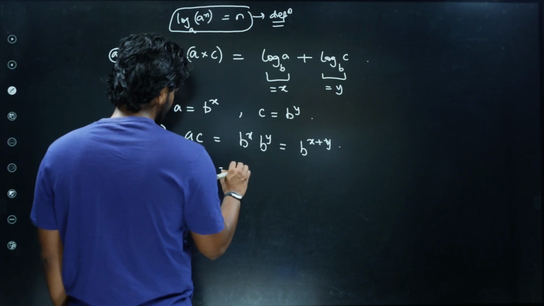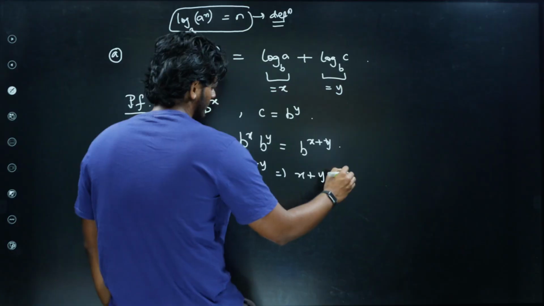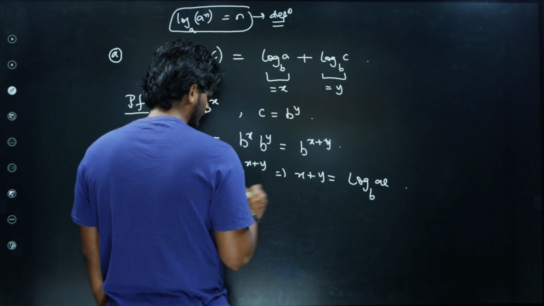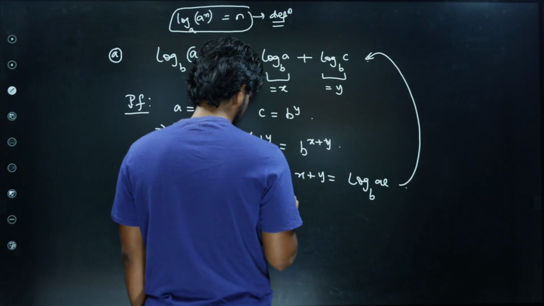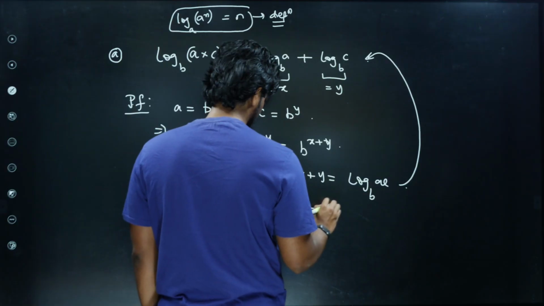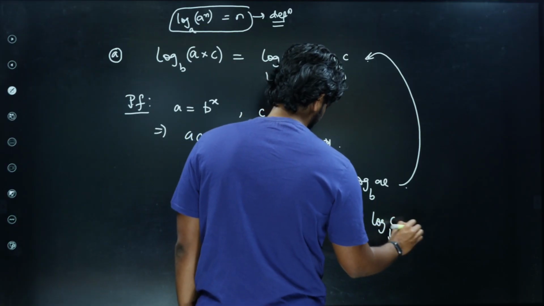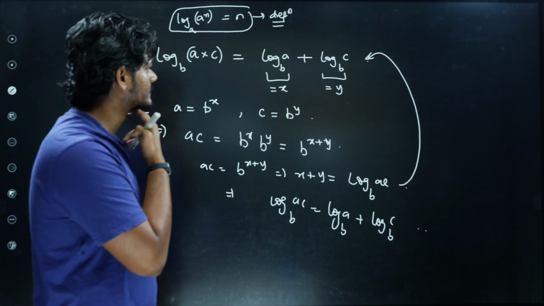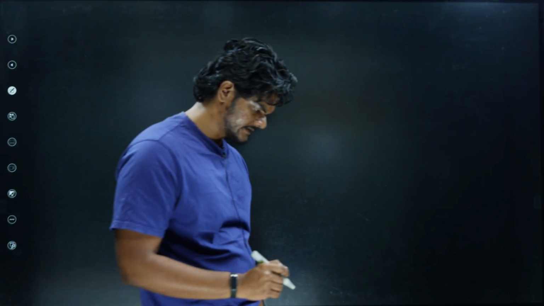So AC is equal to b power x plus y. So what can you tell about x plus y? X plus y is equal to log AC base b. And what was x and y? So we basically have this. Log AC base b is equal to log a base b plus log c base b. That's it. Clear? Okay. What is the other property? What else can we say?